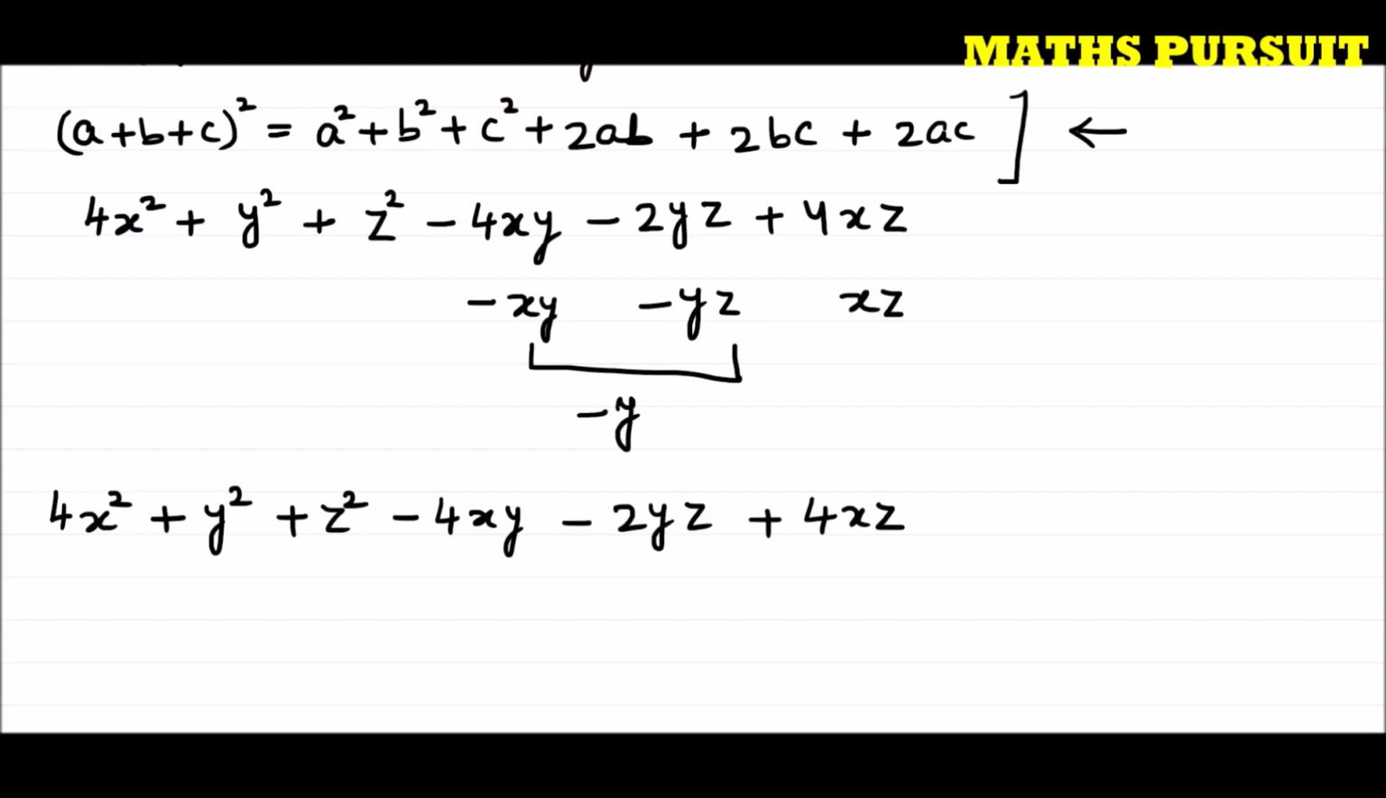Now instead of 4x to the power 2, I can write 2x to the power 2. If I write 2x to the power 2, nothing wrong is going to happen here, because 2x into 2x is 4x to the power 2. Now I can write this one as y to the power 2, and then similarly z to the power 2.